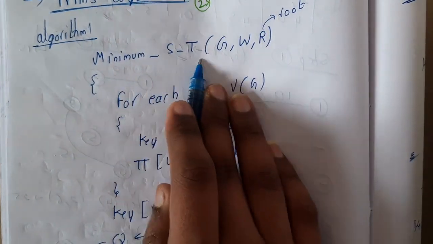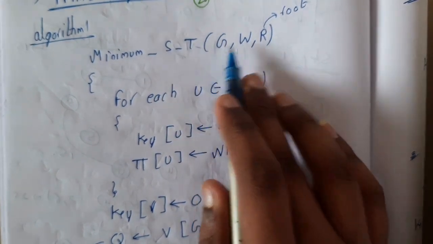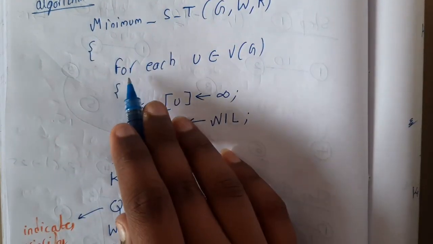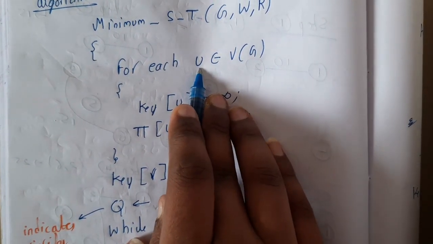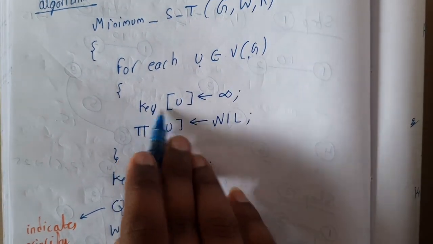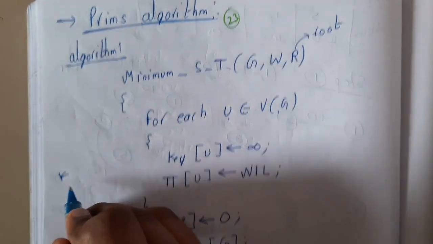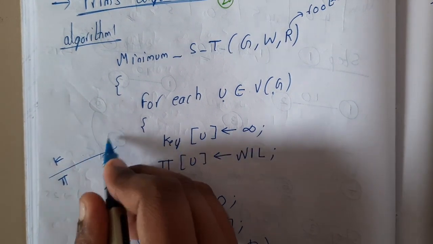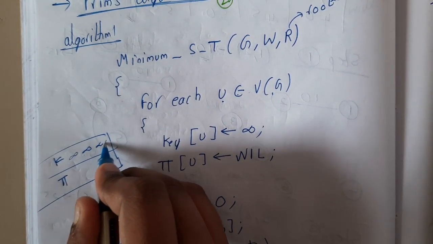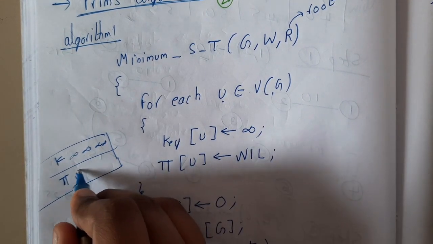Okay. So for the minimum spanning tree, we will be passing G, W, R. G is nothing but the graph, W is nothing but the weights of the graph, and R is nothing but the root. So for each and every vertex belonging to the graph, you will be assigning a key and pi. Initially the key is nothing but the cost, which you can assume is infinity, and the pi is nothing but the parent, which you can assume is nil.